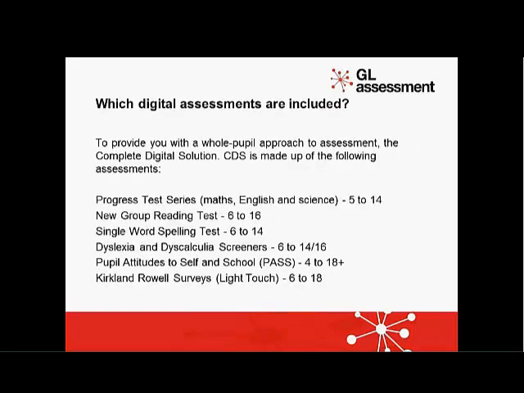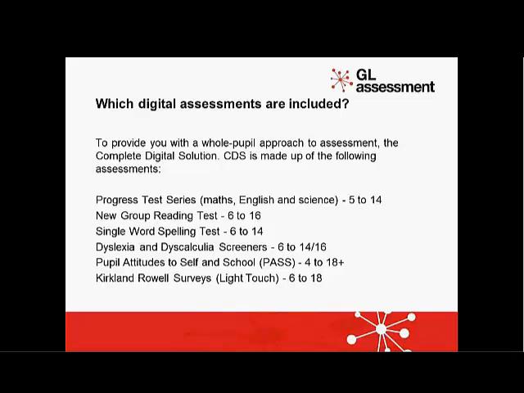So what's in the complete digital solution? There's a list there, but we will be looking at these individually in more detail later. What we've got there is progress test series in the core subjects, maths, English and science. By the side of their names here, you can also see the age ranges. New Group Reading Test, obviously reading and literacy is vital in allowing students access to the curriculum. Single word spelling test, again, another aspect of literacy.